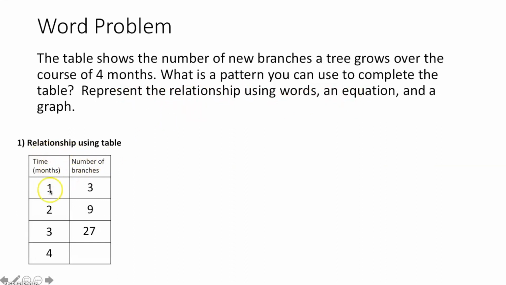As you can see, the independent variable, our x value, is going to be time in months. The dependent variable, our y value, is going to be the number of branches. So as our x value, as our time in months increases by 1, our number of branches increases by 6, and then by 18. What is a pattern that we can see? We go from 3 to 9 to 27. Now what's interesting about that? Well, 3 squared gives you 9, and 3 cubed gives you 27. What does 3 to the 4th power give you? Well, that gives you 81.